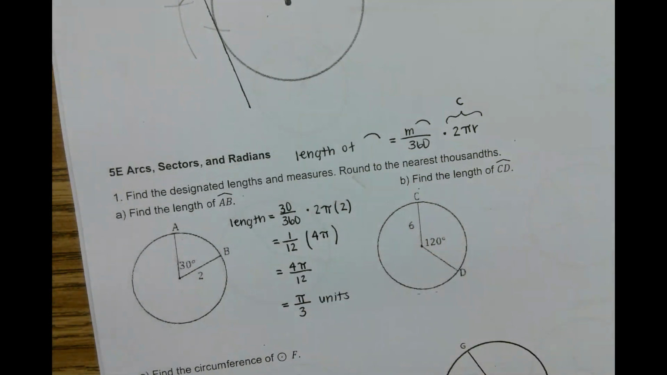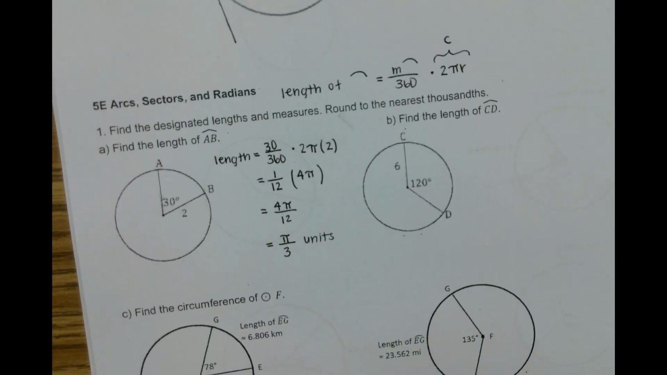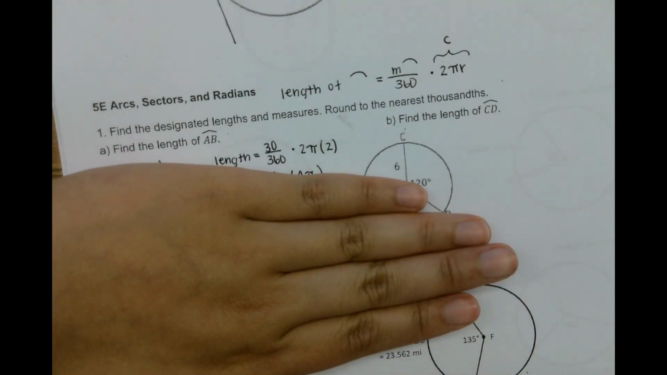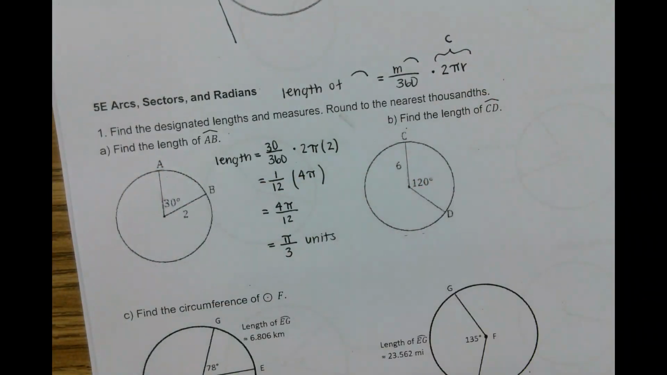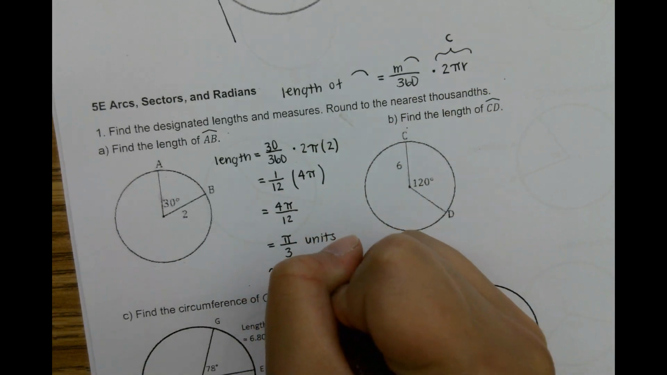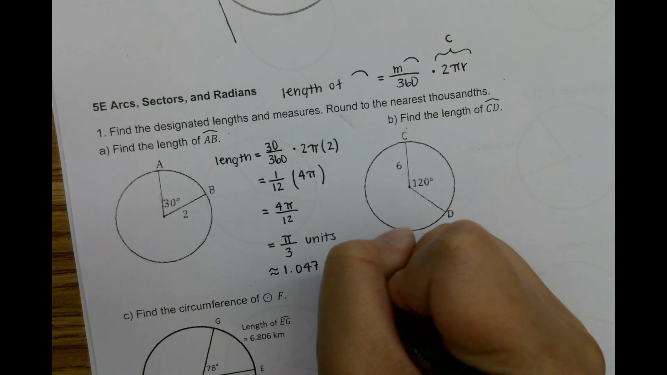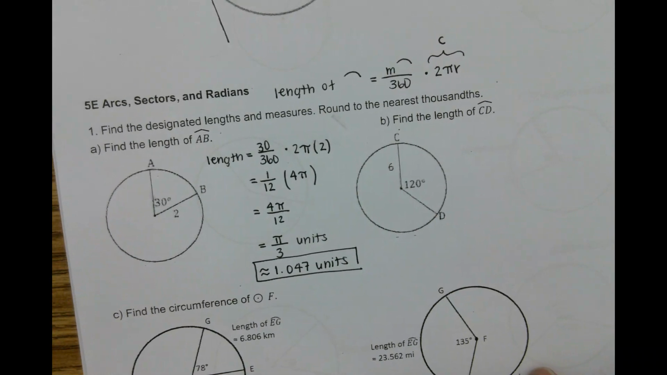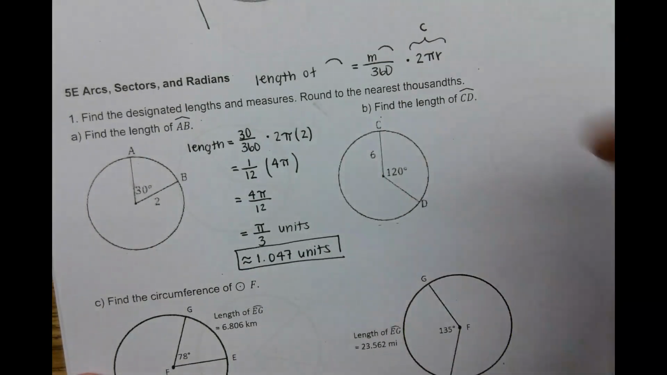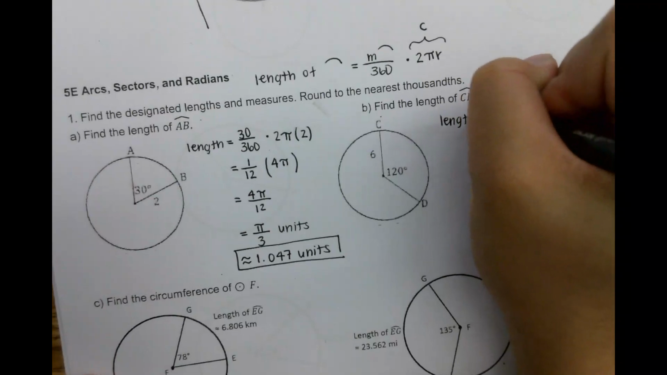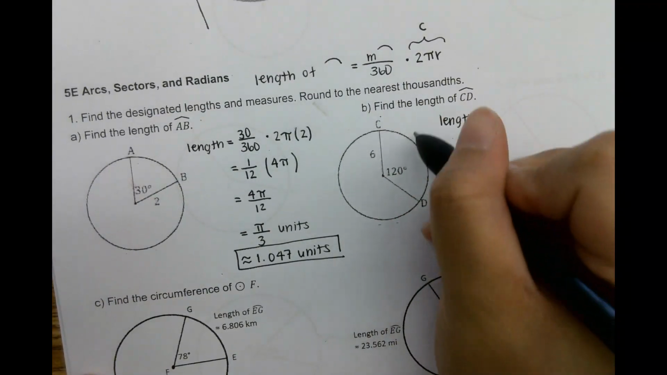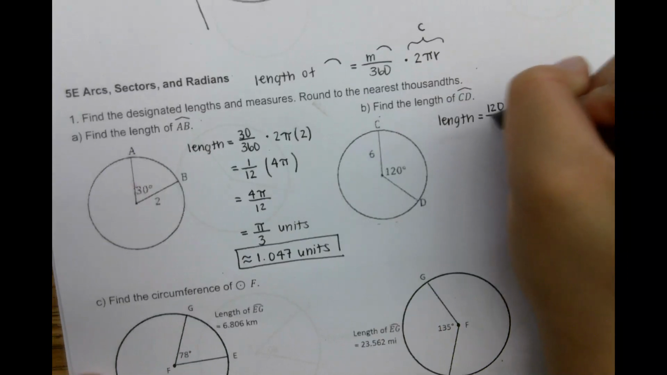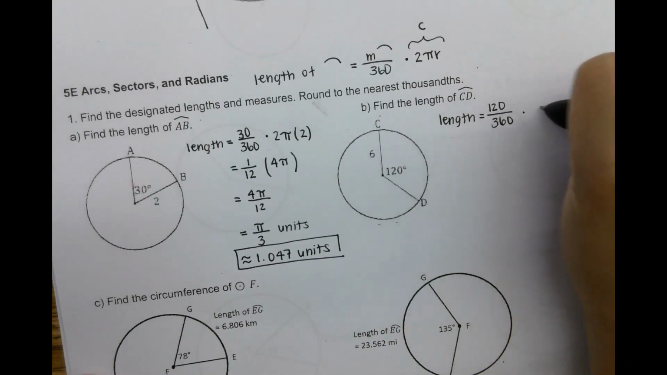It asked me to round to the thousands, so you could literally just enter this in and then give me rounded to the nearest thousands. So pi divided by 3 is approximately 1.047 units long. That's the approximate length. So next one here is length of CD. So the length of it equals, this is 120 degrees out of the total 360, so 120 out of 360 times 2 pi.